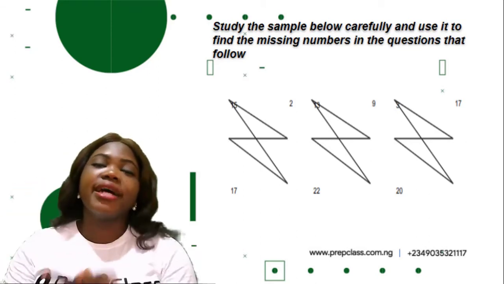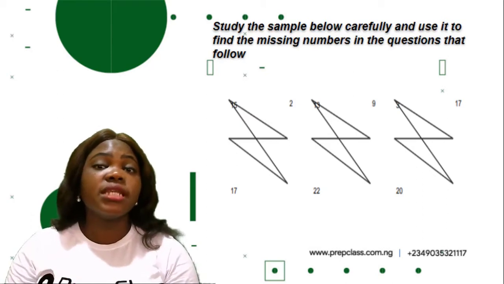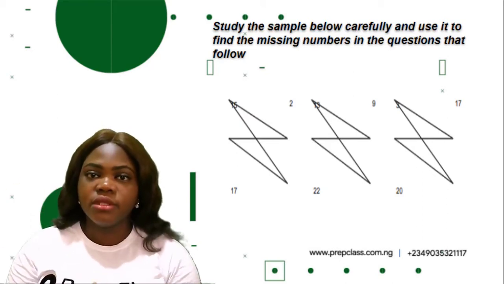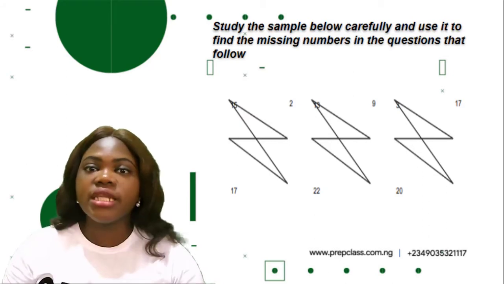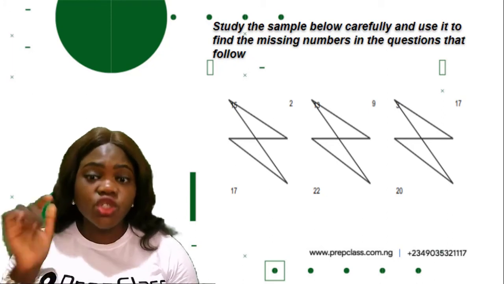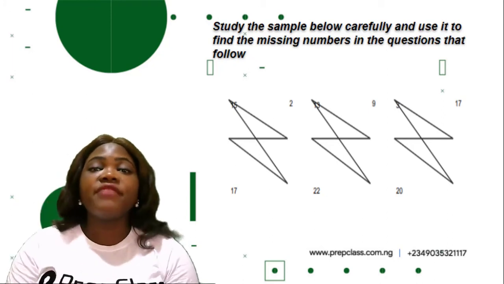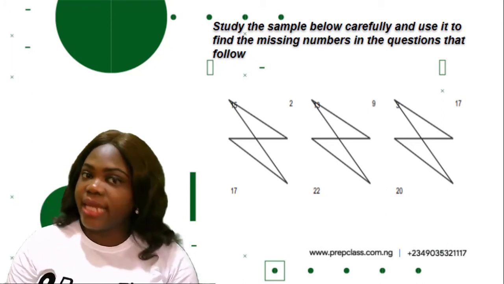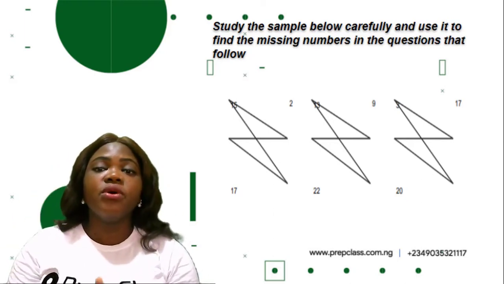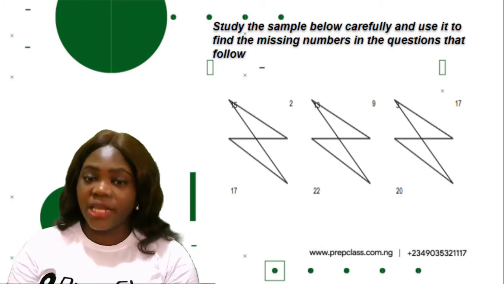Here are some steps in solving quantitative reasoning problems. Look at the samples very well, study them. That's step one. Study the samples very carefully. Find out the math necessary to solve the problem. After that, do the math and check the answer. Whatever you do for the first sample, you must do for the other samples as well.